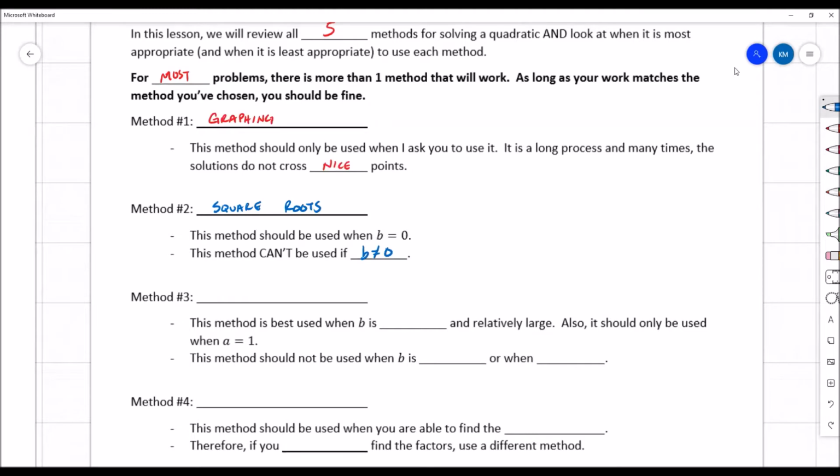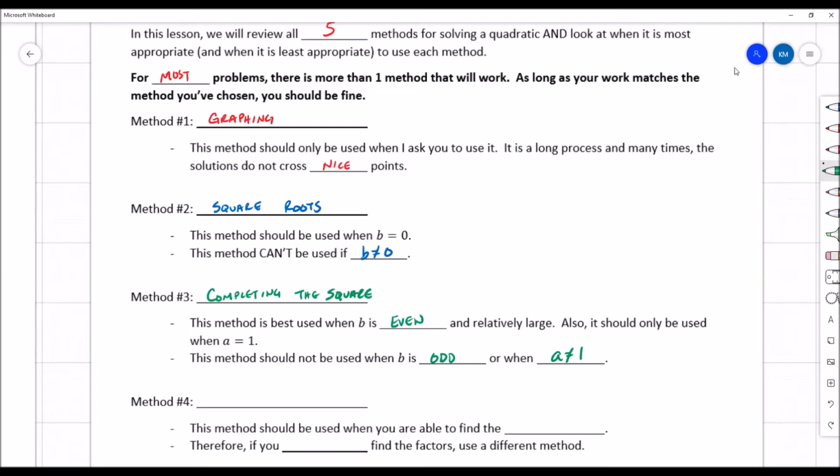We attempted to remedy this with completing the square, our third method. This method is best used when b is even and relatively large. Also, we've only talked about how to do this when a is 1. So if a is not 1, we should not complete the square. There are going to be better methods for that. We should not use this when b is odd or when a doesn't equal 1. If a is not 1, shouldn't use it.